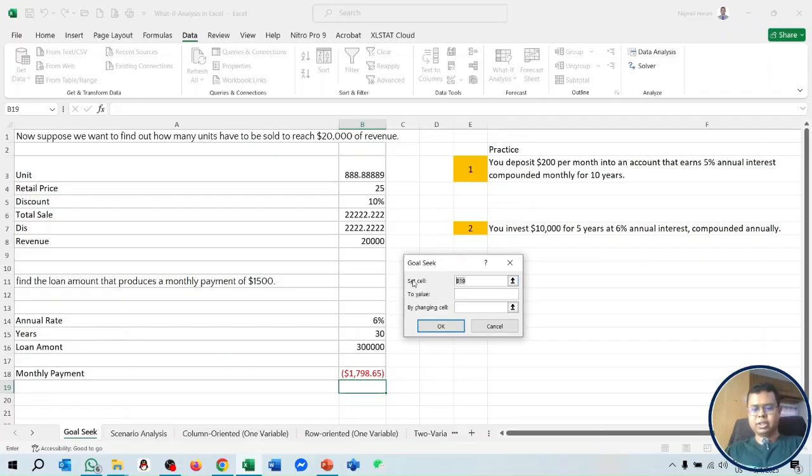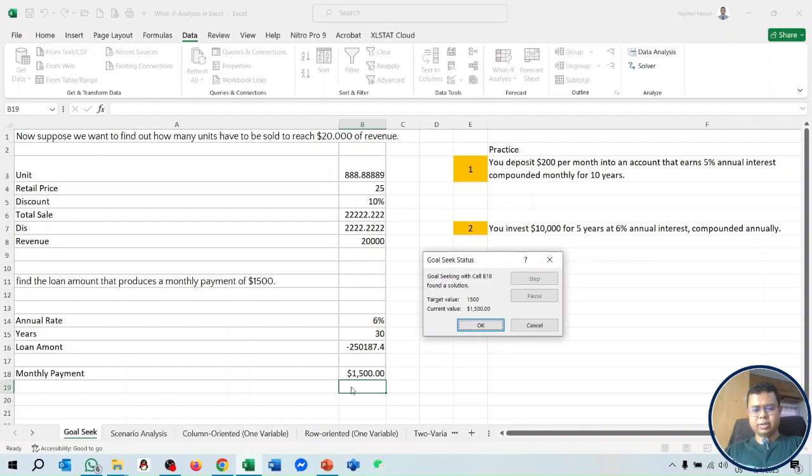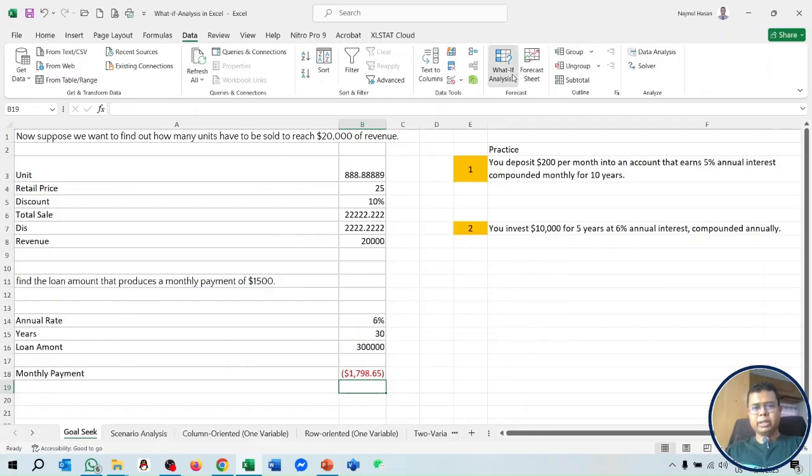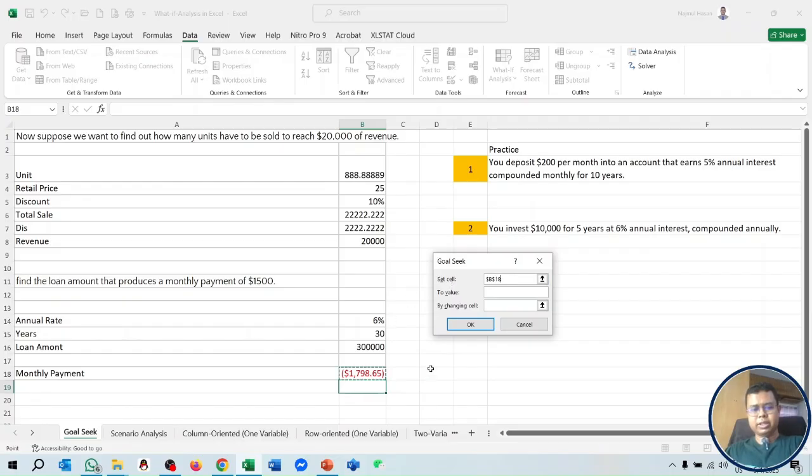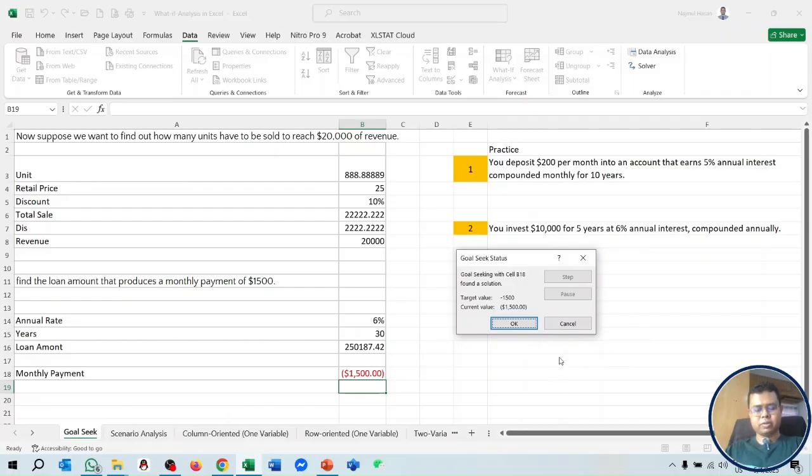You will have three options. Number one is set cell, just delete it and select this one. In the to value, just 1500, and by changing cell, the loan amount. So click OK. So please see here, if you pay $1,500 per month, you will be eligible for 250 plus loan. But there is a problem. Here is a minus sign, right? So you need to keep in mind that for the to value, actually we put 15,000. But keep in mind, when the money is going from your pocket, just put a minus sign here. And here by changing cell this one. So it will remove or mitigate your confusion, right?